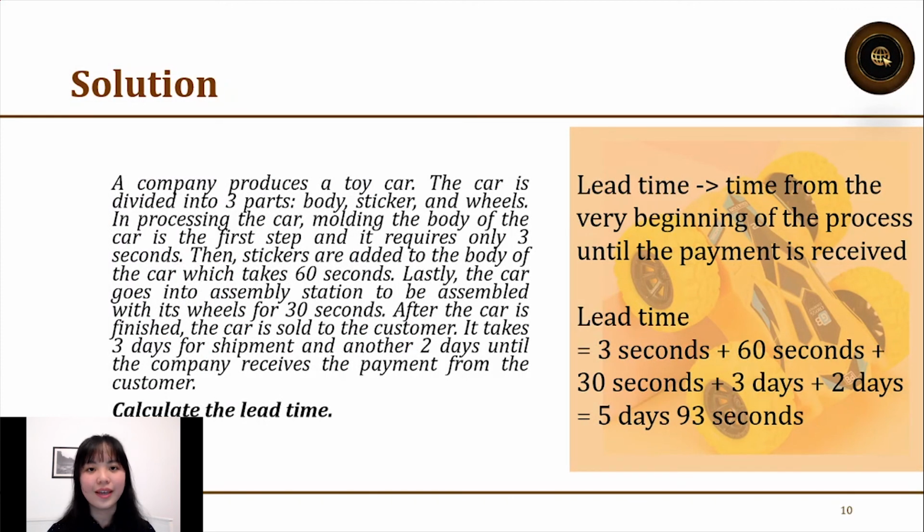Lead time is the time from the very beginning until the end. Here, the given information is about the production time and also the organizational processes, which consist of the shipment and the time the company needs to receive their payment. The production time is 3 seconds plus 60 seconds plus 30 seconds, which is 93 seconds. The organizational processes are 3 days and 2 days. So the total lead time will be 5 days and 93 seconds.